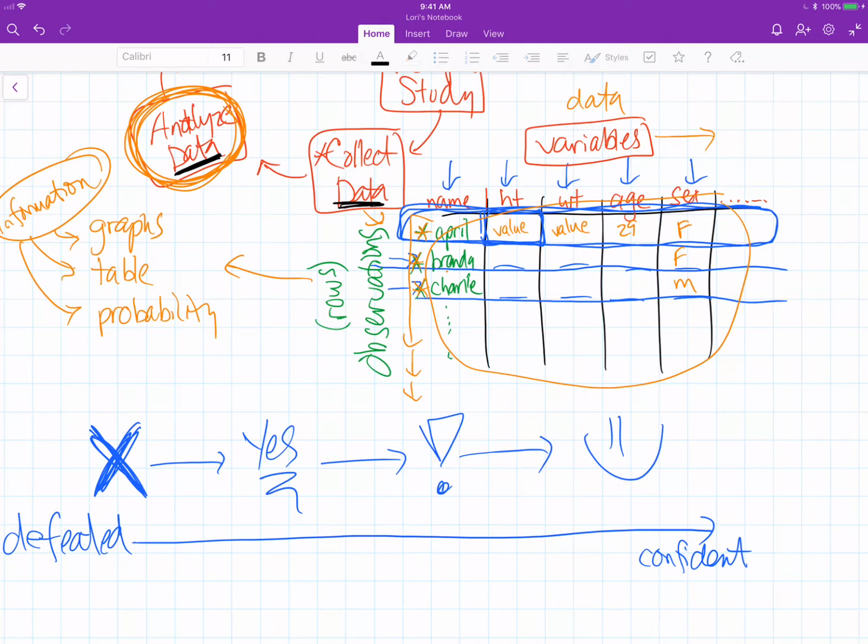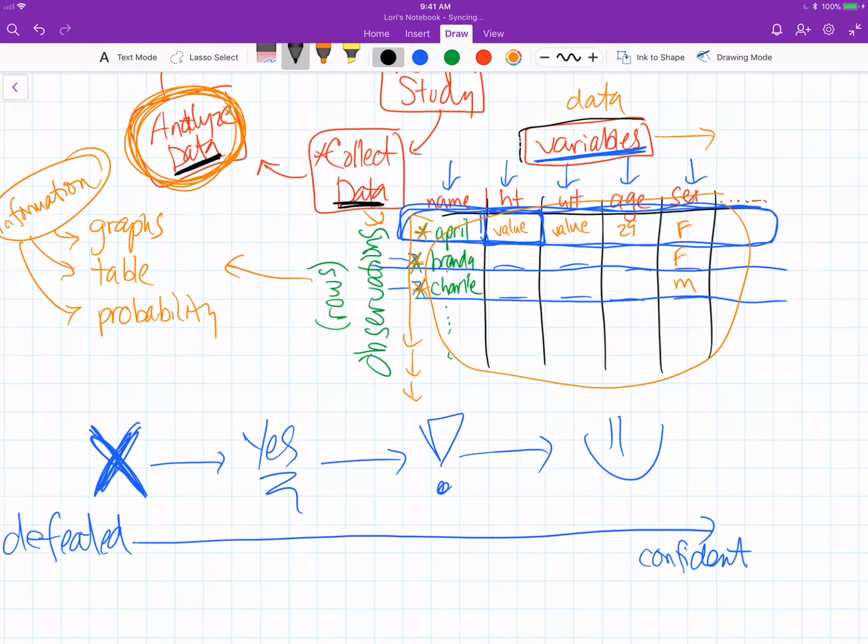And so I want to review really quickly the whole idea that here we have variables. These variables are the things that we're measuring about each observation. Variables really are at the heart of collecting data, analyzing that, and turning it into information. So here we have our variables: in this particular situation we have the variable name, the variable height, the variable weight, the variable age, and the variable sex.